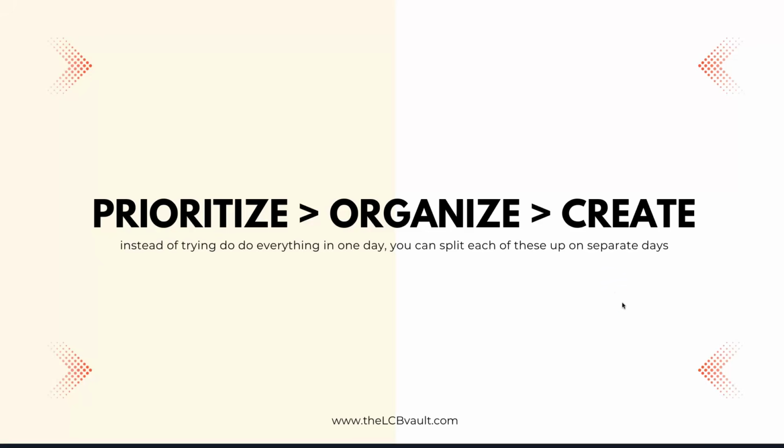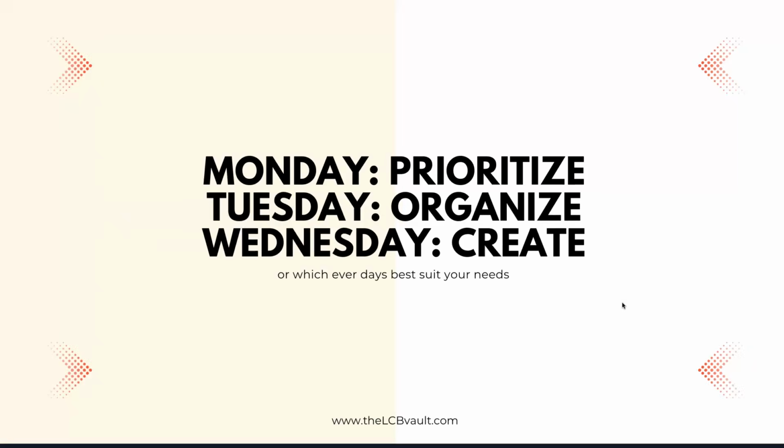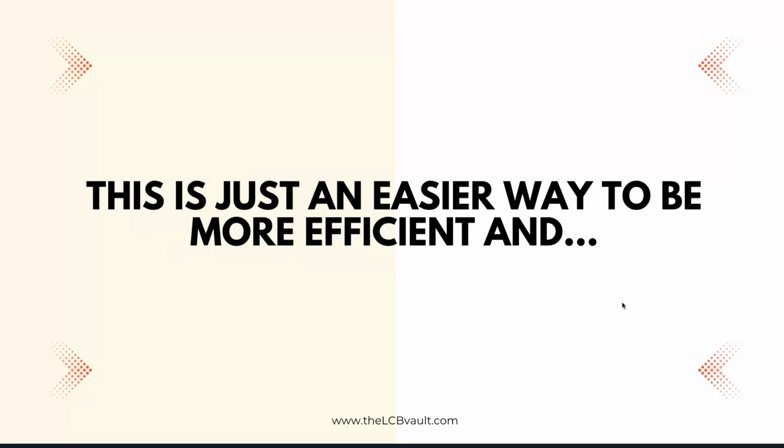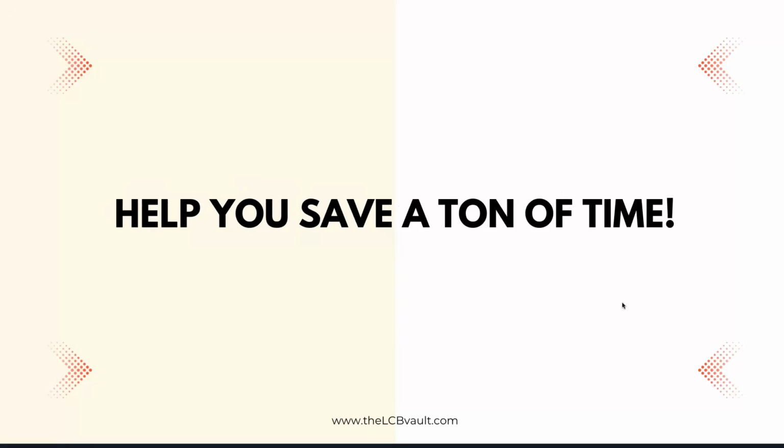Now, instead of trying to do everything in one day, you can split each of these up on separate days. That would look something like this: Monday, prioritise; Tuesday, organise; and Wednesday, create, or whichever days best suit your needs. Now, once you have completed 2 of these steps, that's prioritise and organise, you only have to focus on creating, because you will have a bunch of templates that you can use at any time. And this is just an easier way to be more efficient and help you save a ton of time.